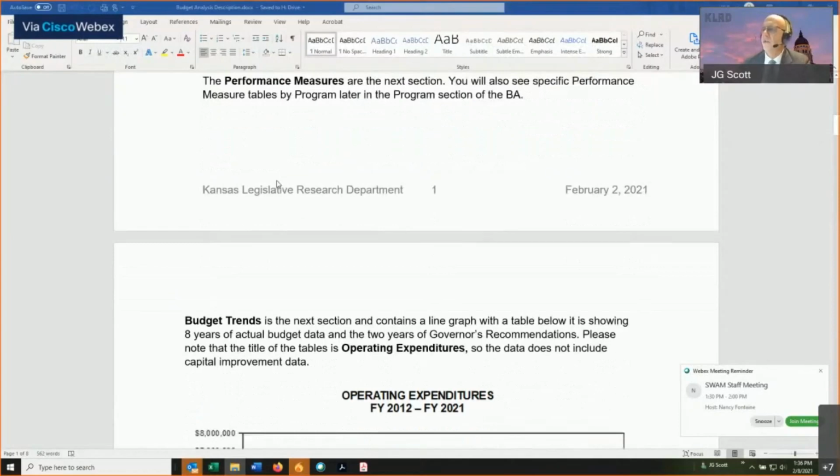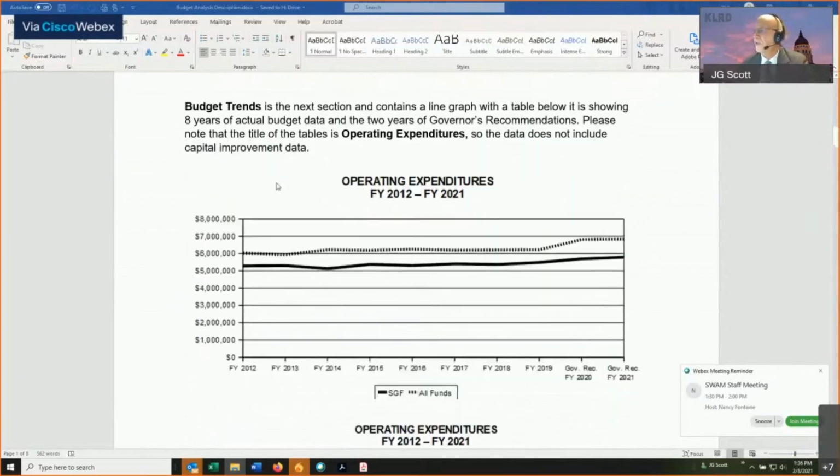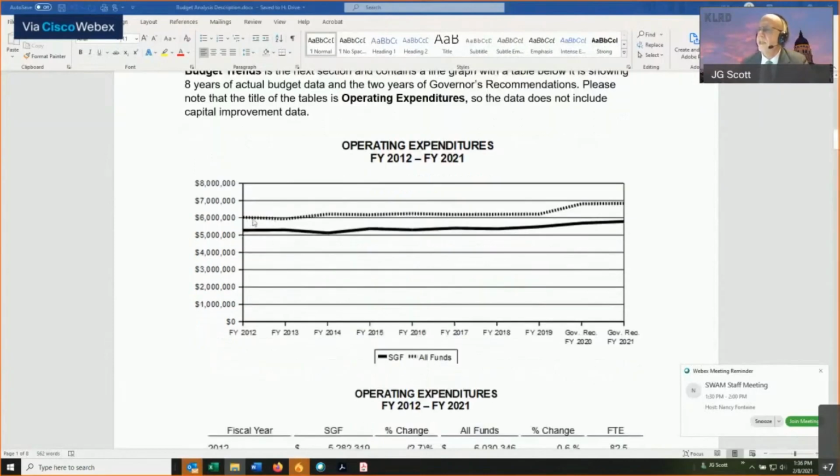We have a short section on performance measures. We then go into a table and a graph that show 10-year trends. The top line, the dotted line, is the all funds expenditures. This would be from 2012 to the governor's recommendation for 21. This is last year's, remember. The solid line at the bottom is the state general fund. So for those that like pictures, we do have a graph.